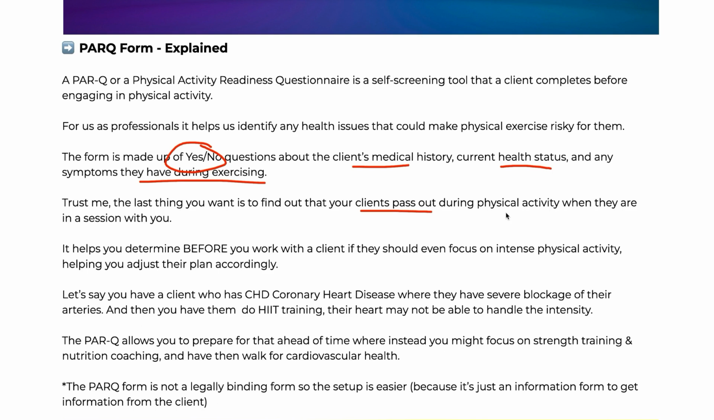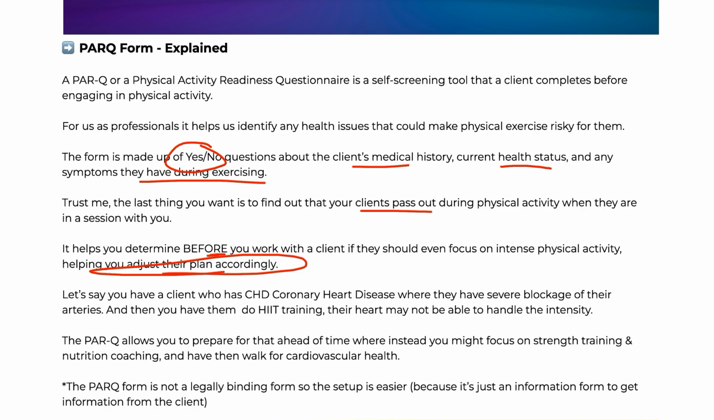So you just want to do your best to make sure that they do not have any medical history or health issues before you work with them. That way, once you do the PARQ before you work with them, it allows you to adjust their plan accordingly, because then you can have that communication around some of the issues that they might have around their conditions.